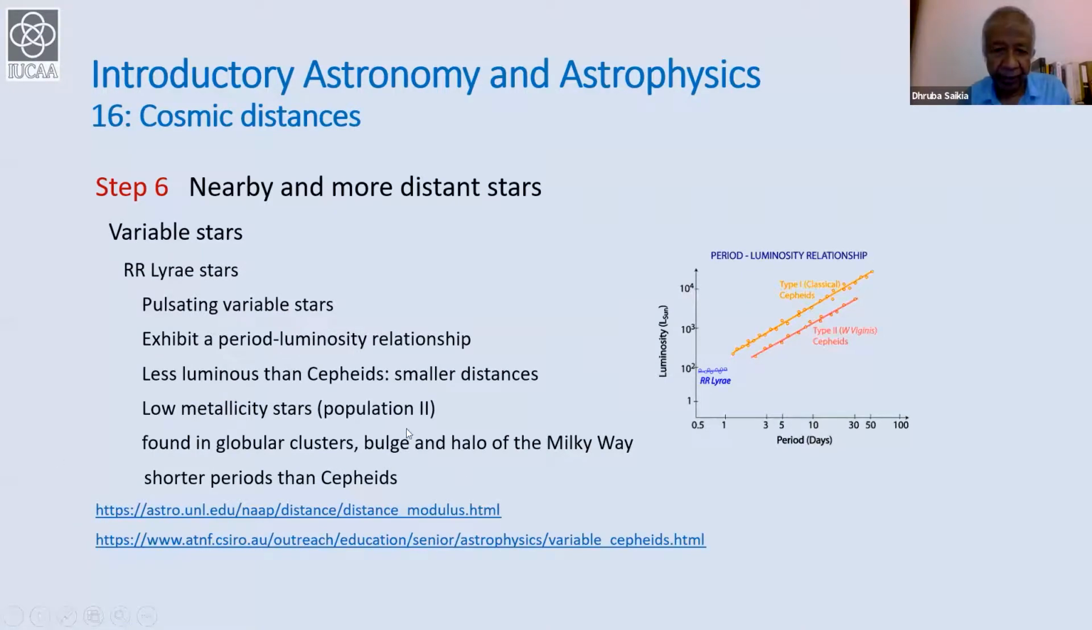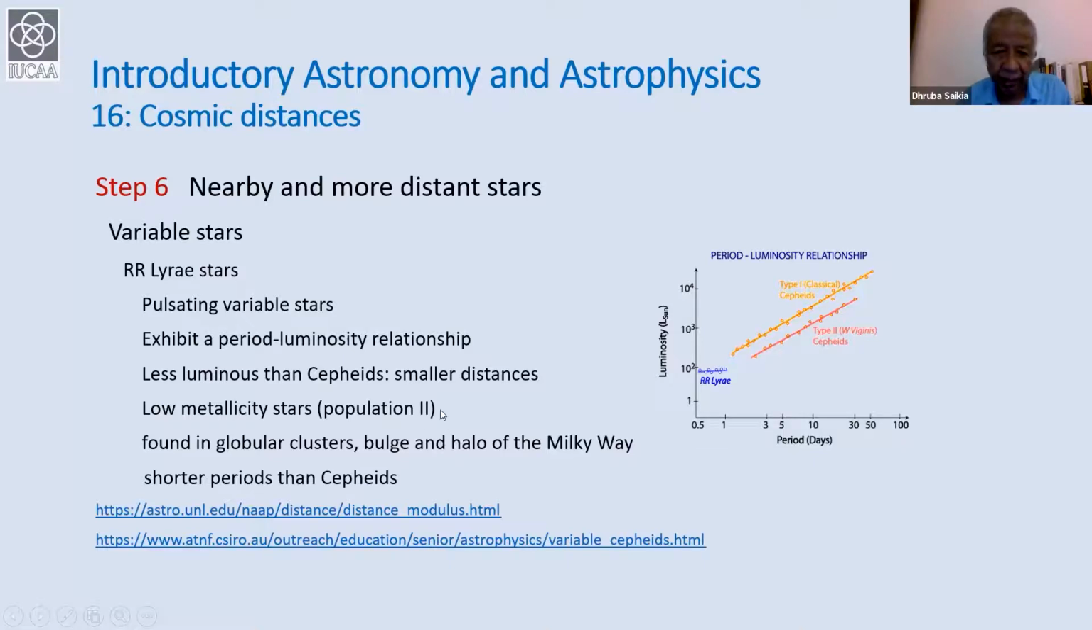So RR Lyrae stars are also pulsating variable stars. It's not as steep as this kind of period luminosity relationship which you see for Cepheids. They are less luminous than Cepheids. You can see over here, these are luminosity given in terms of solar luminosity. You can see Cepheids are normally much more luminous than the RR Lyrae stars over here. This is about 100 times more luminous than the sun.